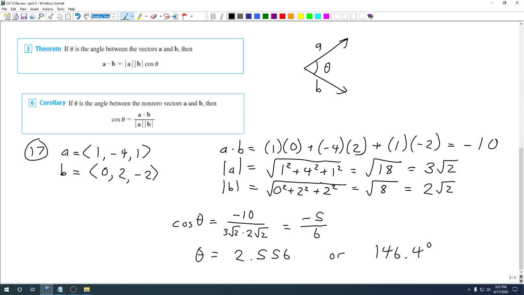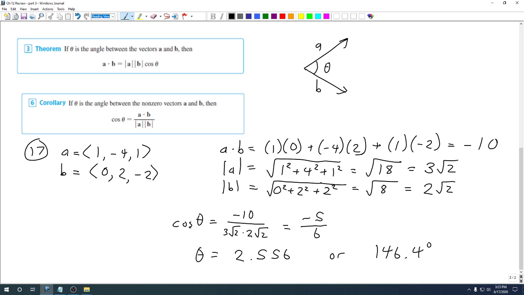Now, I mentioned a little bit before that I kind of had an idea of how big this angle is going to be already. And that comes from the fact that when we worked out the dot product, we got a negative number. Keep in mind the magnitudes of a and b are always going to be positive numbers. Therefore, whether or not the cosine of theta is positive, negative, or 0 only depends on a dot b. So once I knew that the dot product was a negative number, I kind of had an idea of how the cosine would behave.